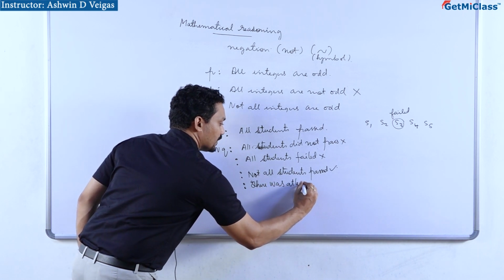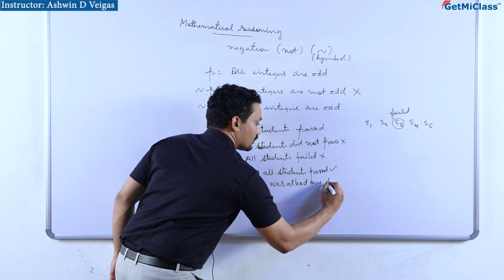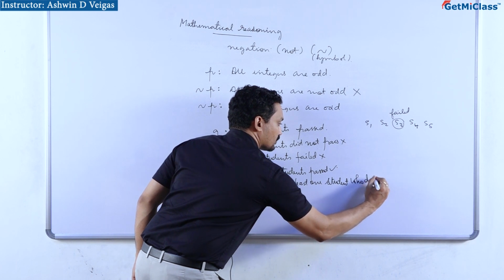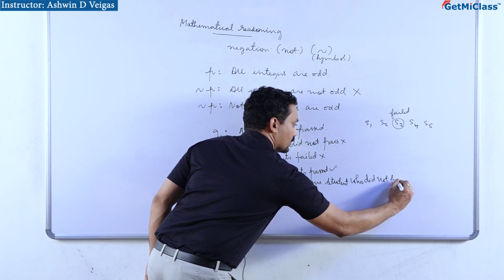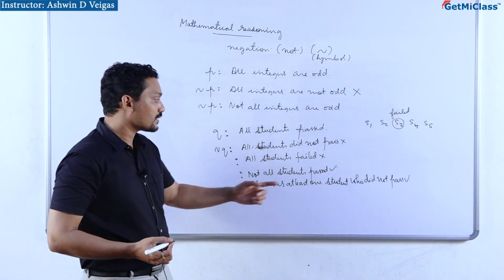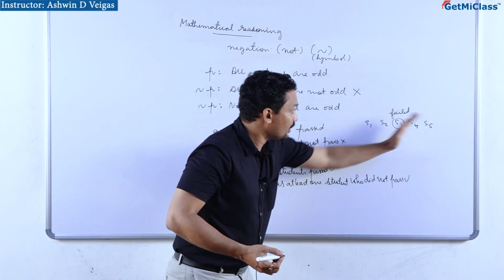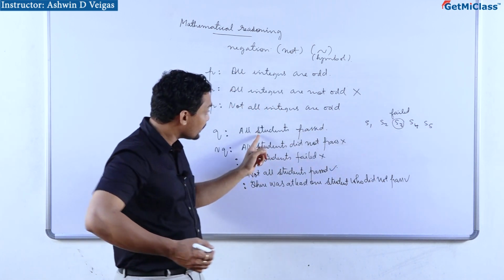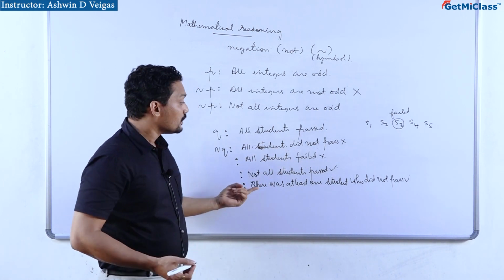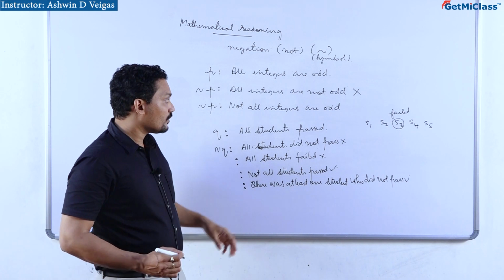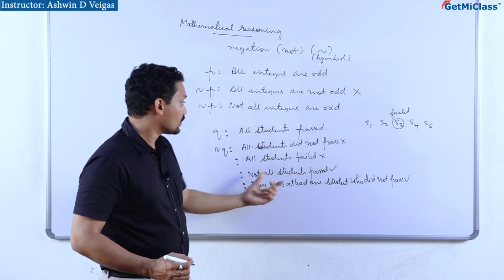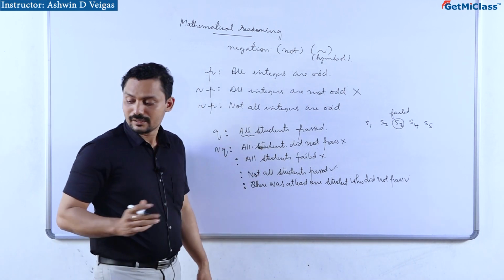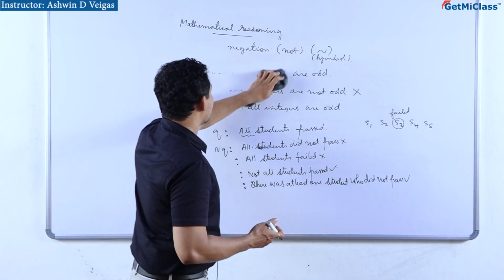You can also say there was at least one student who did not pass. This is also correct. All students passed means all have passed, so if there was at least one student who did not pass, then again this will become false. Therefore, this is also a correct way of negating. So when we do the negation, we have to be very careful, especially when there is a quantifier like all.